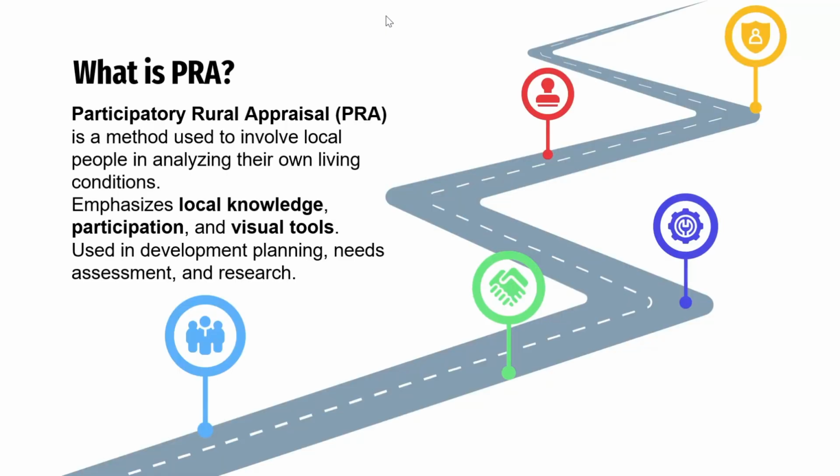So first things first, what is PRA? PRA stands for Participatory Rural Appraisal. It is basically a bunch of tools and techniques that help local people to talk about their life, problems, and priorities. Instead of outsiders doing all the analysis, the people in the community do it themselves using simple and visual tools like maps and charts. It's super useful in rural areas for planning development work, understanding community needs, or just listening to people better.